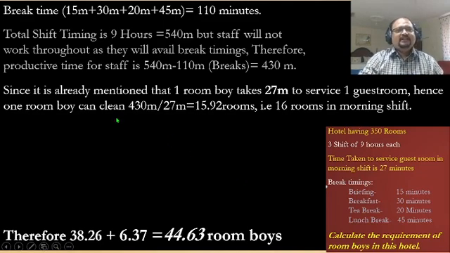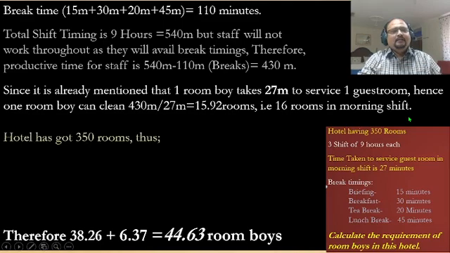Now you can see another sentence which appeared on your screen. Since it is already mentioned that one room boy takes 27 minutes. See from the question here, the question says one room boy takes 27 minutes to service one guest room. Hence, 430 minutes is the total time. He or she takes 27 minutes to service the guest room. That means he or she can service 15.92 rooms, that is 16 rooms in morning shift.